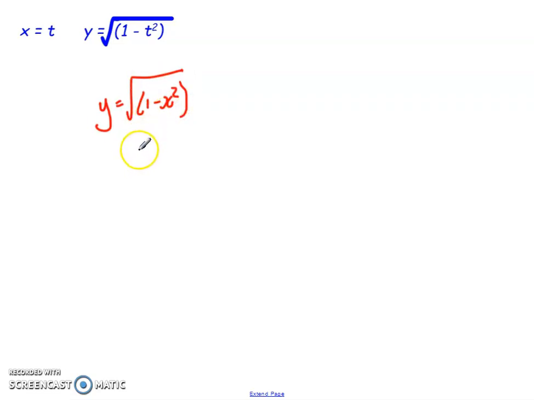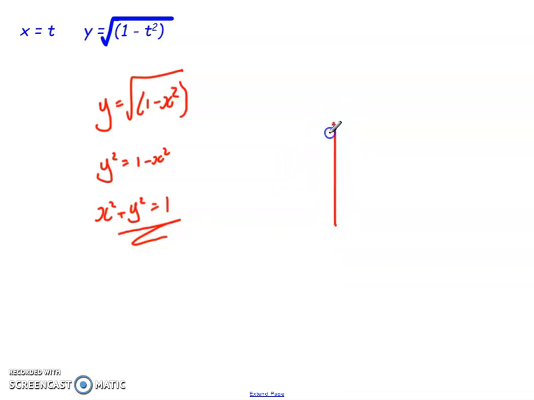Now that looks like it could be quite a straightforward equation, but what I can do is if I square both sides there, I'll end up getting y squared equals 1 minus x squared, and I then take the x squared across, I've got x squared plus y squared equals 1. Now that there is the equivalent of representing a circle with a radius of 1 and centre at the origin.